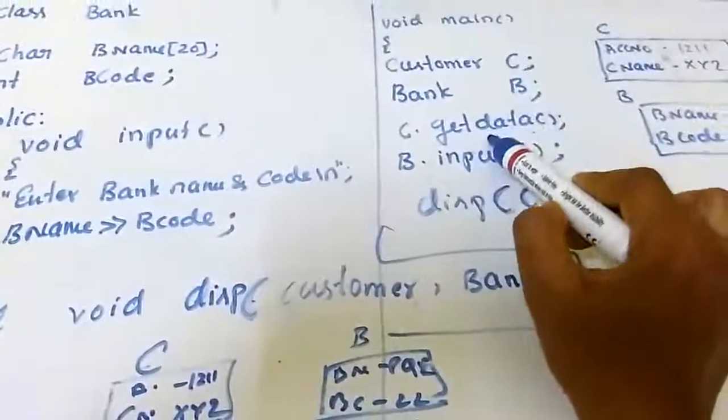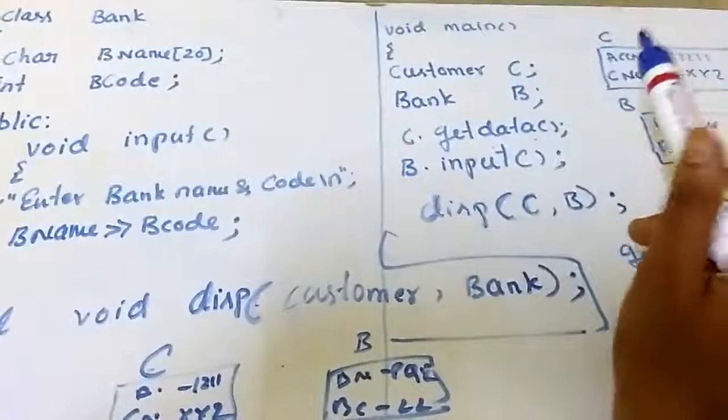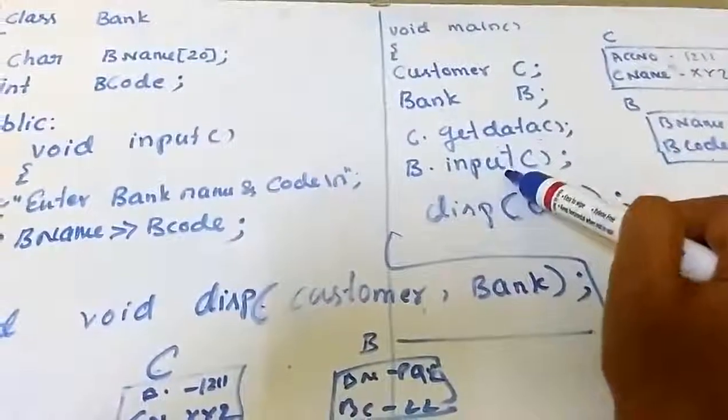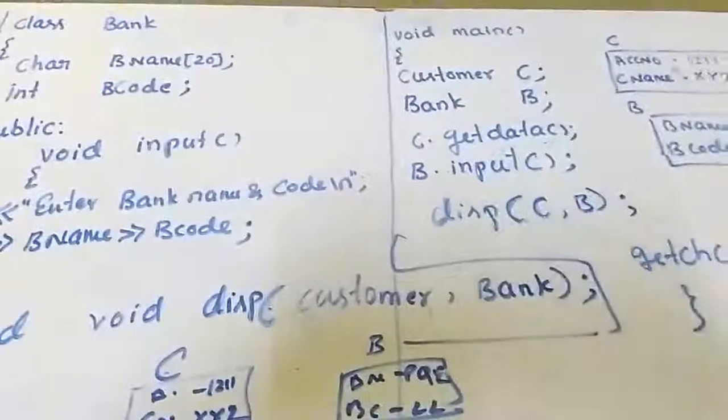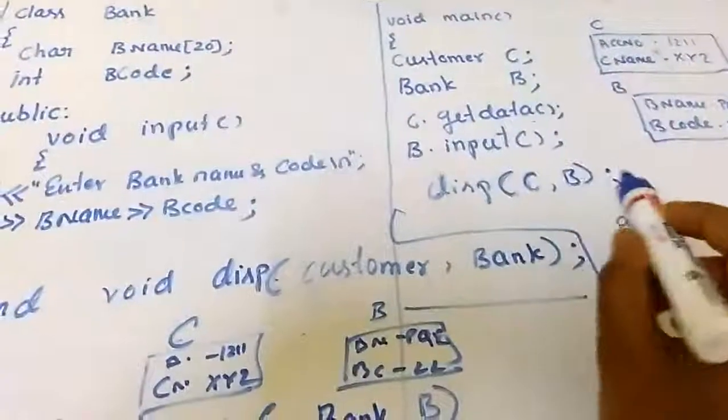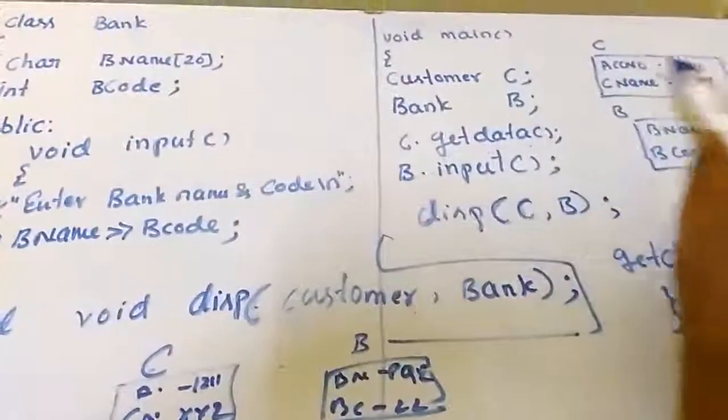So how to call a member function? Object name and dot operator. And input is a member function of which class? This class, bank. So b dot input. Now I want to display the contents or the data members of these two objects from the display function.